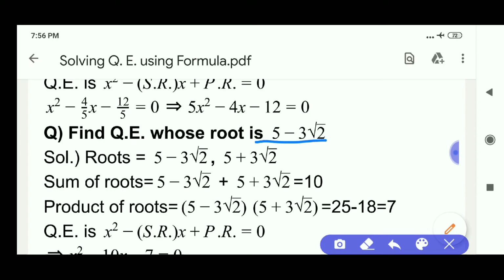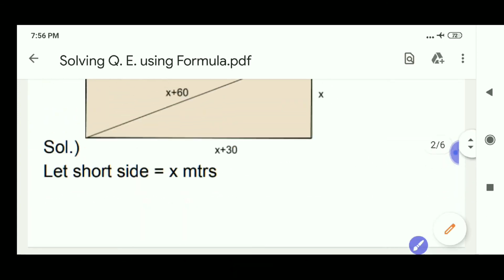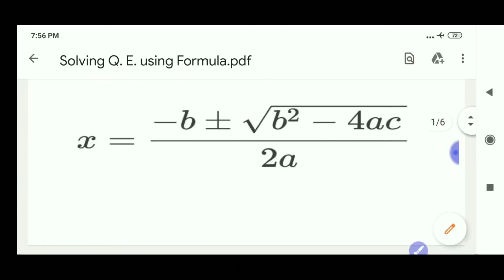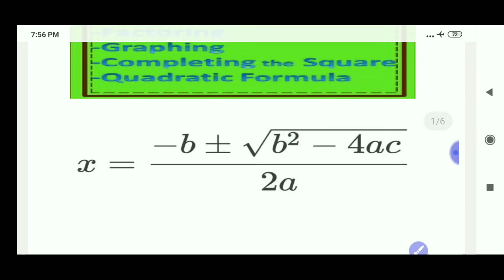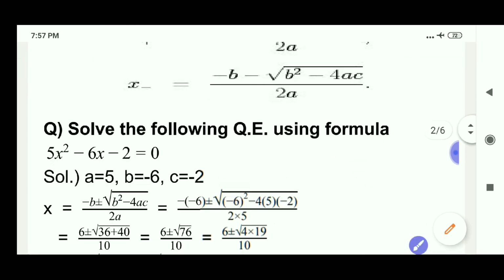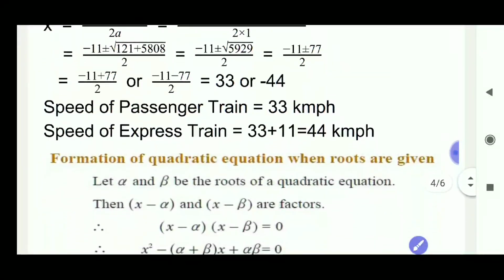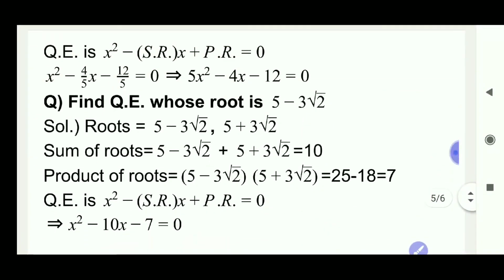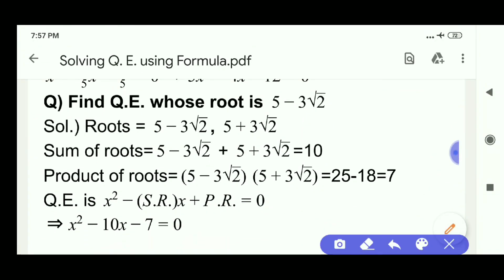What about the other root? 5 minus 3 root 2 is given. So the other root will be, once again observe the formula. In the formula, plus or minus is here. If one root is with plus, the other root will be with minus. If one root with minus, the other root will be with plus. So, the roots will be, one is 5 minus 3 root 2. So, other is 5 plus 3 root 2.